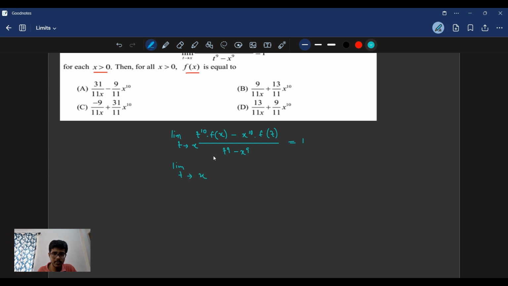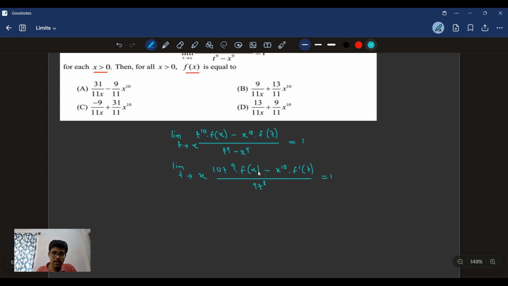Limit t tends to x, and I'm just applying L'Hospital. So 10 t to the power 9 f(x) minus x is constant, and we will be differentiating f(t) with respect to t, and in the denominator there is t to the power 9, that is 9 t to the power 8, and x to the power 9 is constant, so I'm not going to write it.